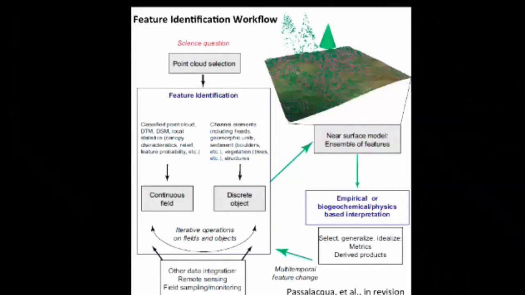We can have a workflow of doing feature identification through processing directly on the cloud, or more idealized features like channel elements, geomorphic rudiments, sediment, vegetating structures. So we come up with continuous fields like that topographic surface, or discrete objects like the tree, or in our case for offset landforms, maybe some channels. And we start to iteratively work on these features, maybe integrate data from the field or other remote sensing to try to build this near surface model, which is the ensemble of all these things out there, and then start answering questions.